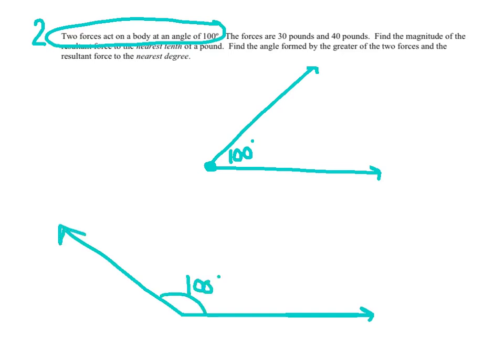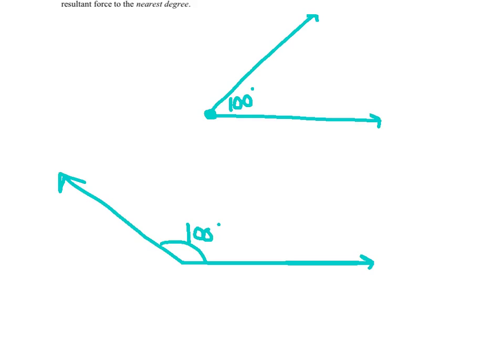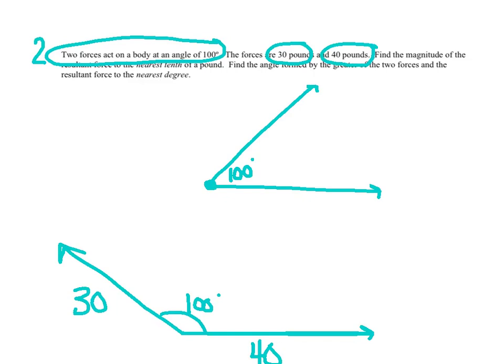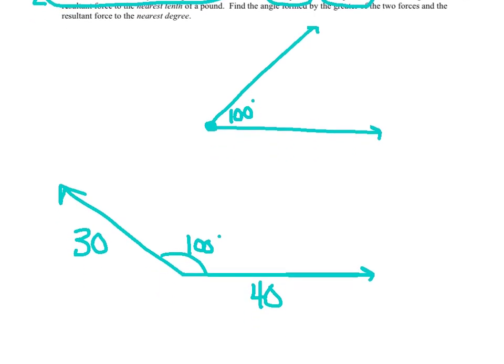Keep reading. The forces are 30 pounds and 40 pounds. So one gets labeled with 30, one gets labeled with 40. This one looks longer. I'm going to put my 30 there and my 40 there. Find the magnitude of the resultant force to the nearest tenth of a pound. Now remember, the resultant shoots out in between them. Okay, so that's what I'm finding. I'm going to put my x there.